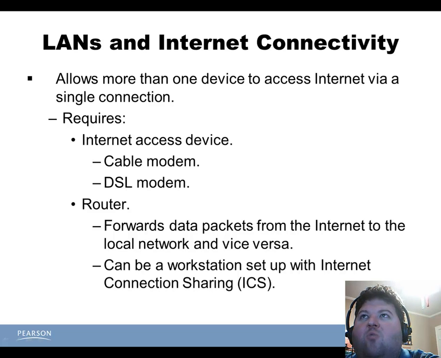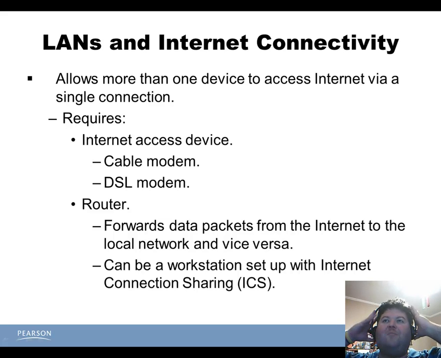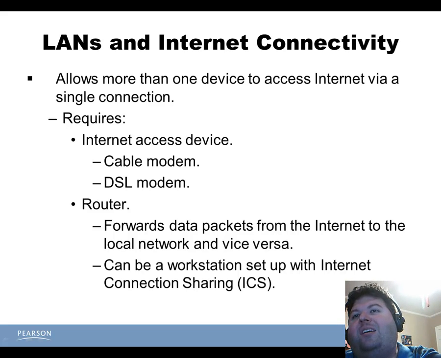So LANs allow more than one device to access the internet with a single connection. They require some sort of internet access and then a router. And a router's sole purpose is to forward data packets from the internet or from another network to a local network. And you can make a computer act like a router by turning on what's called internet connection sharing.